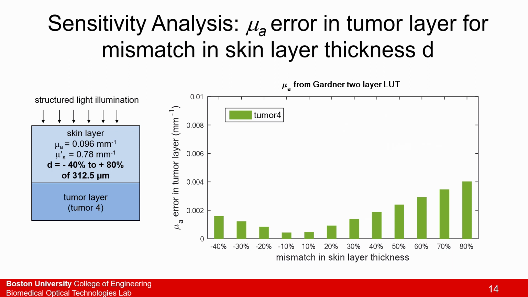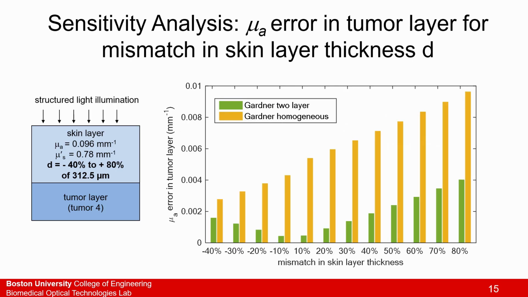Here is an example of mu A error in the tumor layer for mismatch in skin layer thickness. In this case, all features in the skin layer were kept same as in the model, except the thickness, which was changed between minus 40% to 80% of the actual values in the model. You can see that the error in the mu A reduces as the thickness mismatch reduces. This figure tells you that if you measure a 2-layer tissue for which the top layer is 40% thicker than the actual thickness used in the model, then you may expect a 0.002 inverse millimeter deviation in the tumor layer mu A.